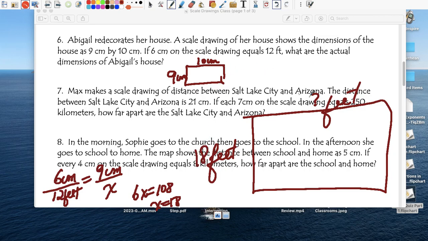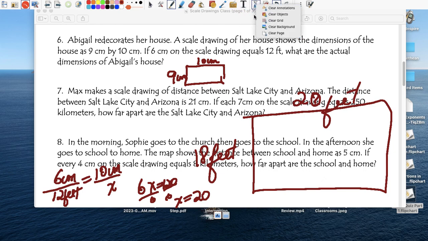Done. Now we got to figure the top part, the length. So again, let me set the proportion up. 6 centimeters equals 12 feet. And then we say 10 centimeters is how much in real life. Cross multiply again, we get 6x equals 120. Divide both sides by 6, and x equals 20. So this side of her house measures 20. Okay. You have to do 2. Big deal.